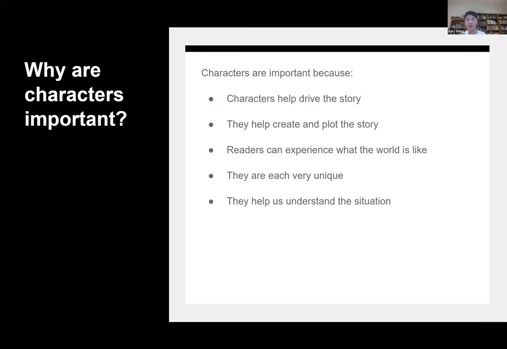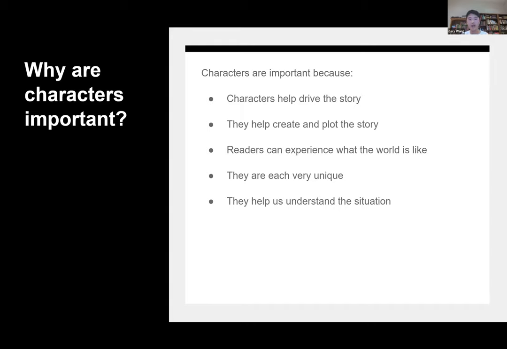Readers can experience what the world and the characters feel like. Just like how perhaps you're reading the book and you really want Batman to win. You can experience how tough this fight is and how Batman is trying his best to win this.